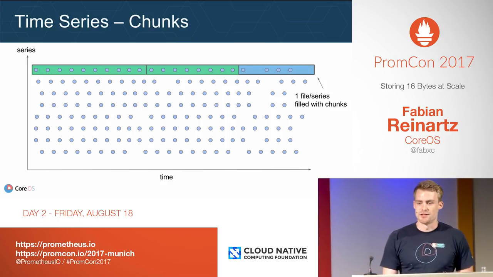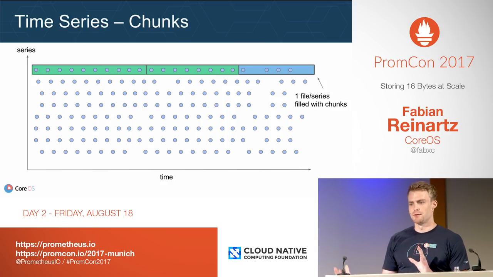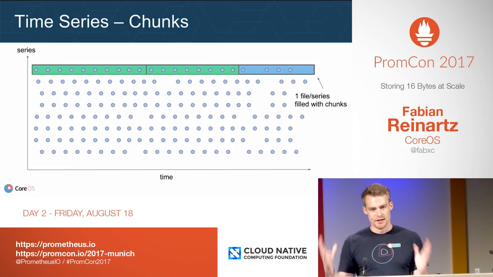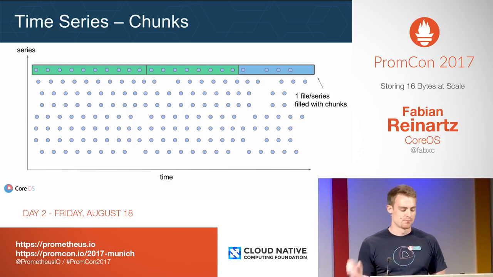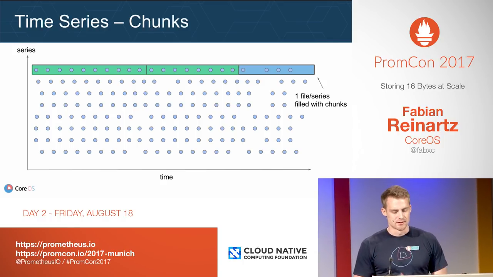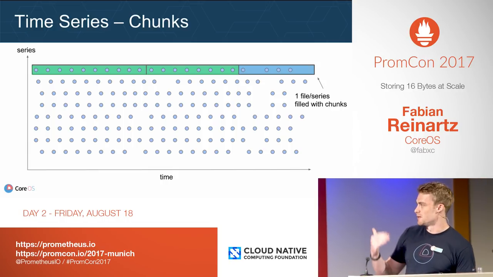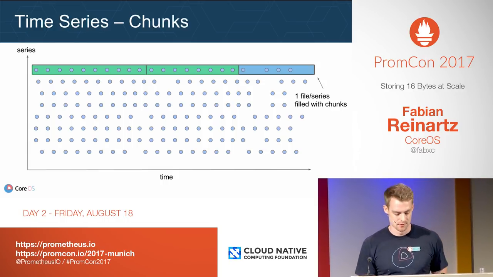So to avoid this, we keep the most recent chunk, which we're actually adding data to, in memory. And only once a chunk is completed and we don't add any more data, we flush it to disk. Even with this batching, you're still probably flushing a few thousand chunks per second to disk. But you definitely get a much higher throughput.